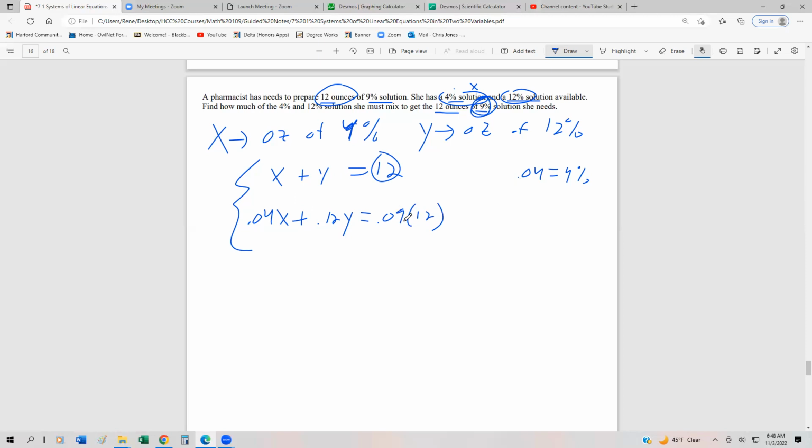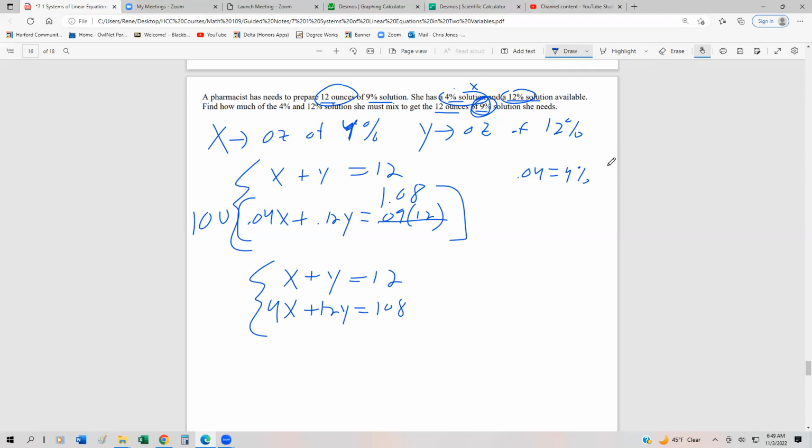Now we know that 9 times 12 is 108. So we can just change this right away, and we can make this 1.08. Now we can solve the system by any method we choose. Let's choose elimination. What I'm going to do first is multiply the second equation by 100, just because I want to eliminate all the decimals. I don't like decimals, I don't like fractions, I don't want to deal with them. So we get x plus y is 12. When I multiply by 100, I get 4x plus 12y equals 108.